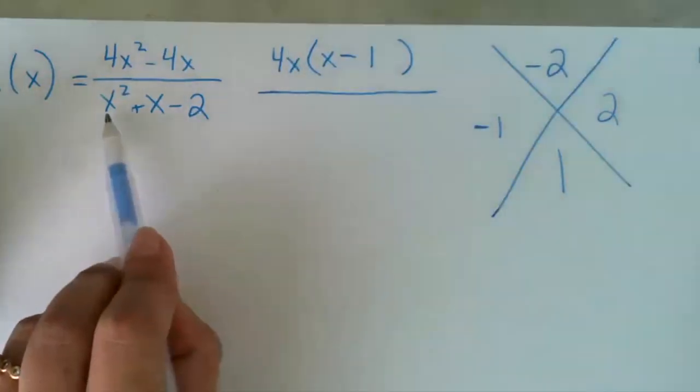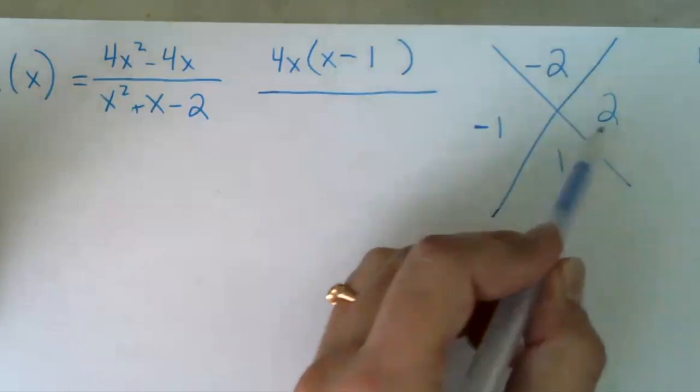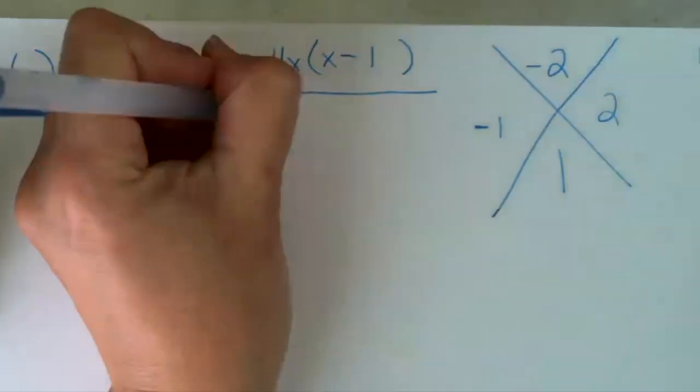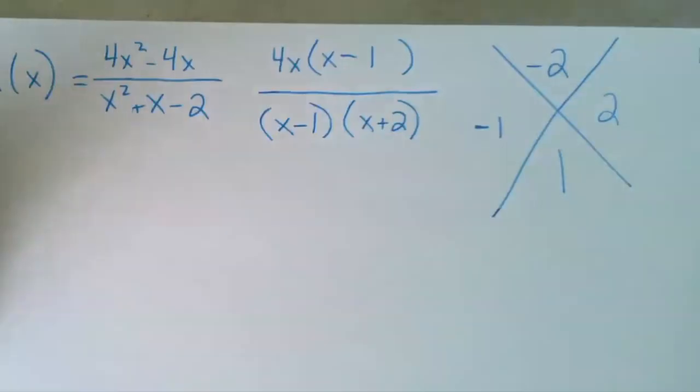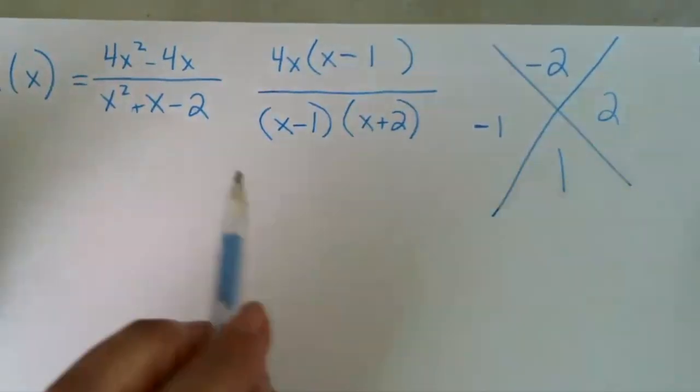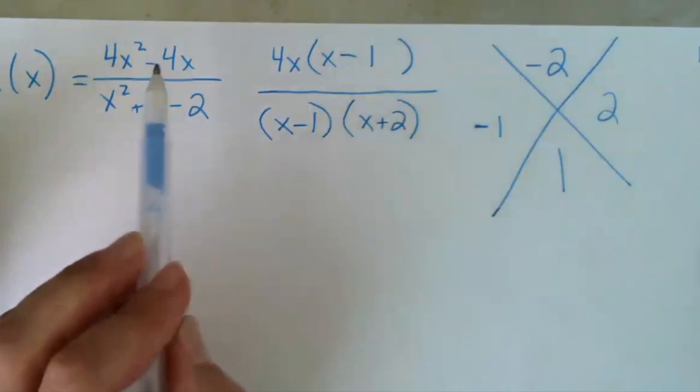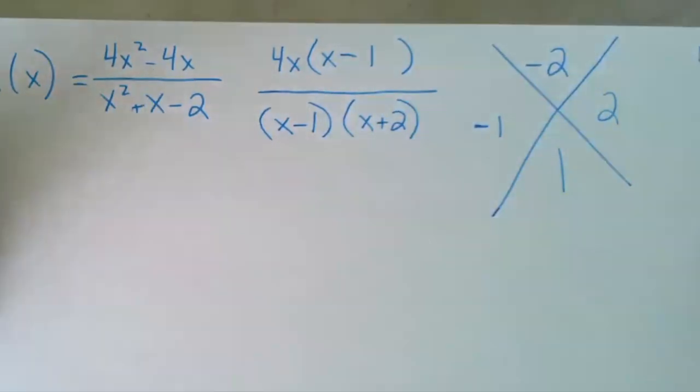My x squared doesn't have a coefficient, so these are my answers. I'm done. And so in the bottom goes x minus 1 and x plus 2. And so this is my fully factored form. So I've completed step 1. Those are 3 examples of different versions of starting by fully factoring the top and the bottom.